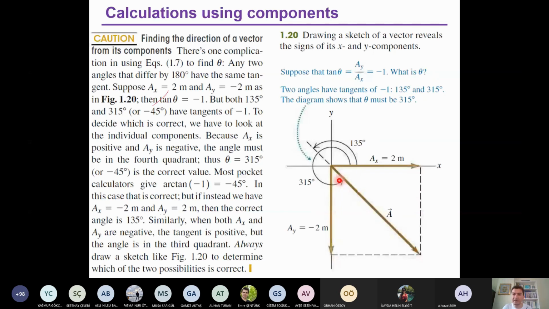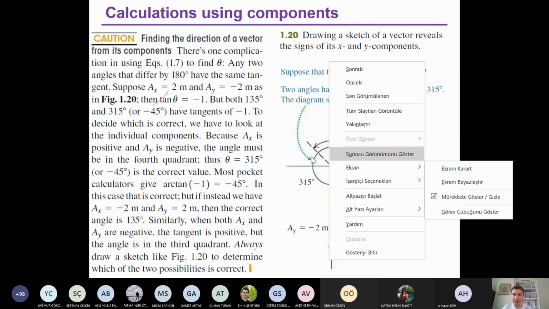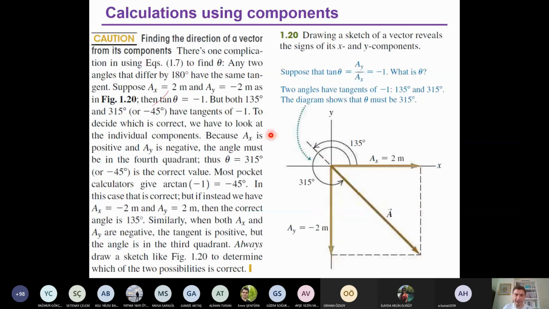You can easily understand. If theta is 135, let me draw. And after drawing, I will explain. So the x and y components of a vector are given as 2 meters and -2 meters, and you put them here. So you get tangent theta is -1. So if you solve theta, arc tangent of -1, and if you run the calculator, you can find two angles, 135 degrees, this one, and 315 degrees, this one.